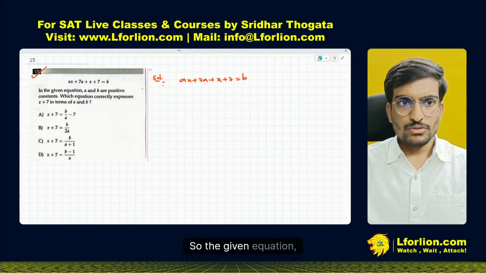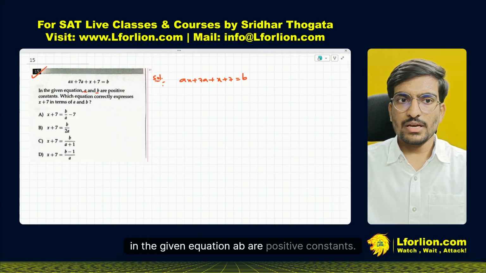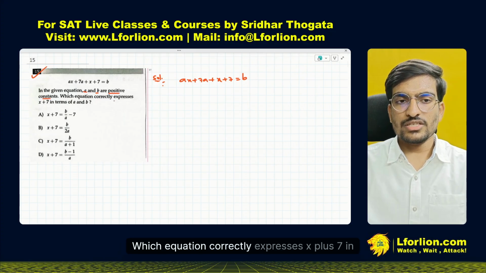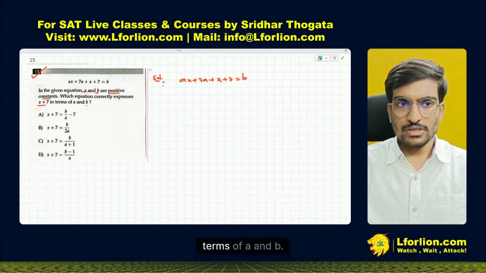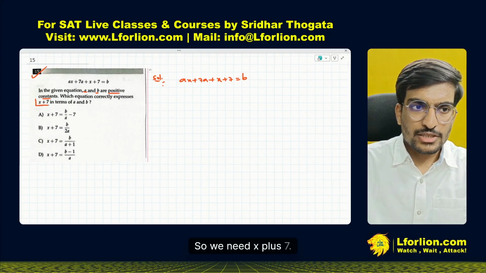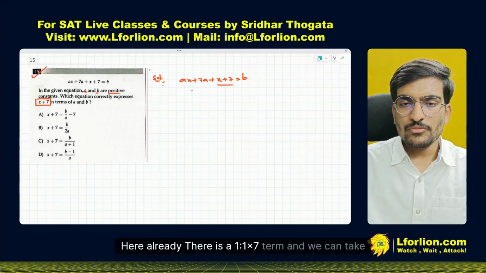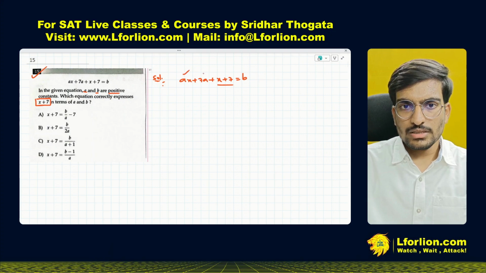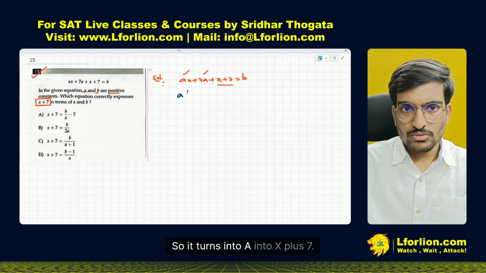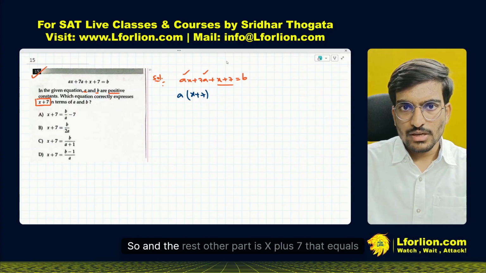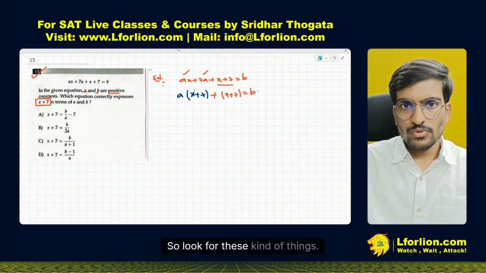Question 50. In the given equation, a and b are positive constants. Which equation correctly expresses x plus 7 in terms of a and b? So we need x plus 7. How can we get that? You see here there is already an x plus 7 term, and we can take a common here, so it turns into a into x plus 7, and the rest is x plus 7, which equals b. So look for these kinds of things.